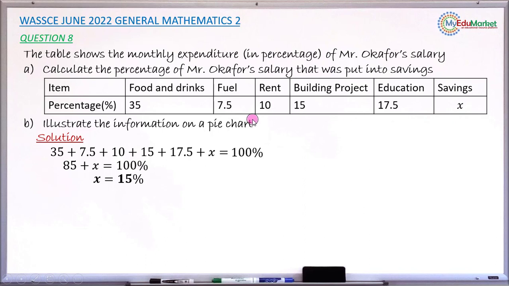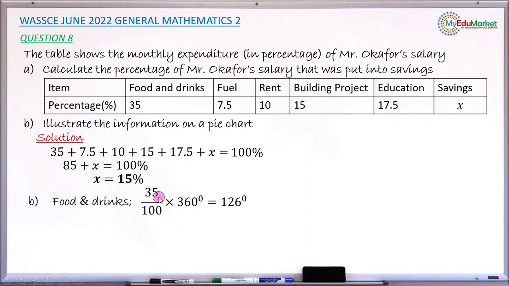So we move to question number B. Question B asks to show or represent this on a pie chart. Remember, to draw a pie chart, you have to calculate the angle for each sector representing each item. So let's start with the angles. Starting with the very first item, food and drinks, I'll take 35 divided by the total 100 multiplied by 360 degrees. This is what I'm going to do to get the angle for food and drinks.